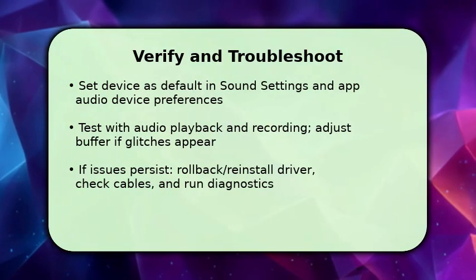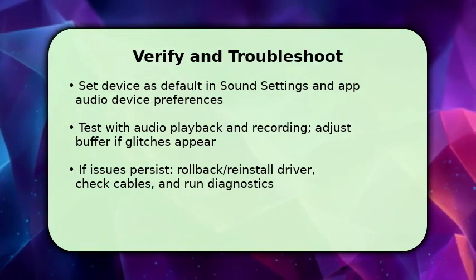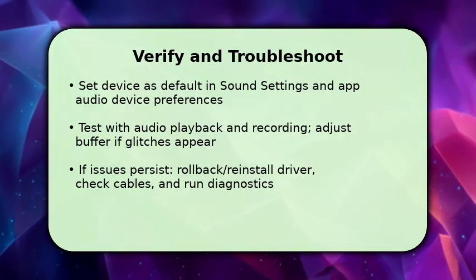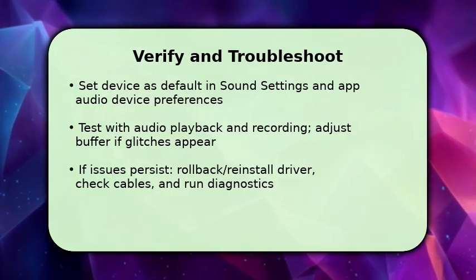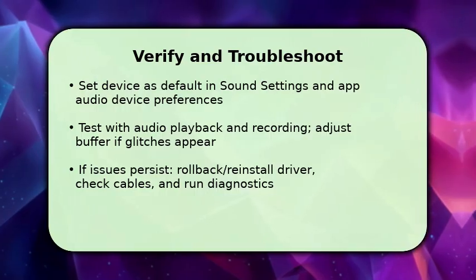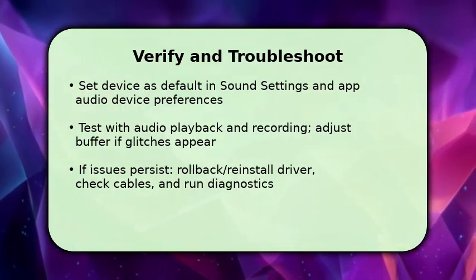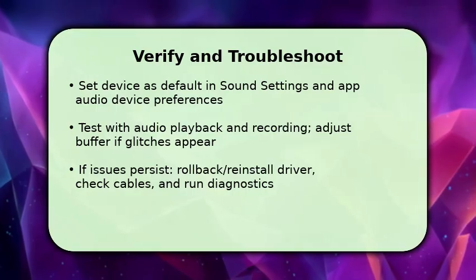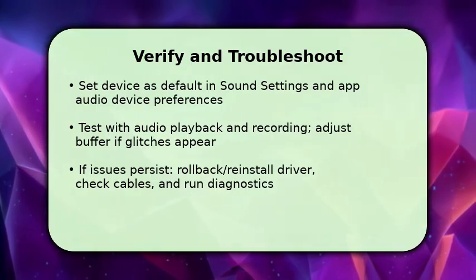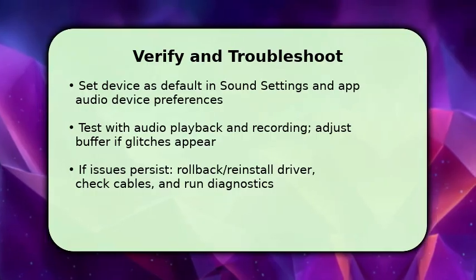You finish by making the audio device the system default and selecting it inside your apps or DAW. Then run playback and record tests to confirm input and output work. If you hear pops or dropouts, increase buffer size and ensure sample rates match across apps. Make sure Windows audio services are running and reboot if necessary.